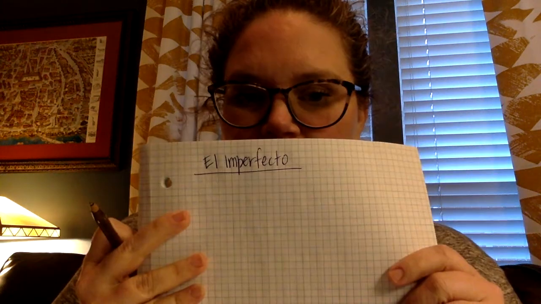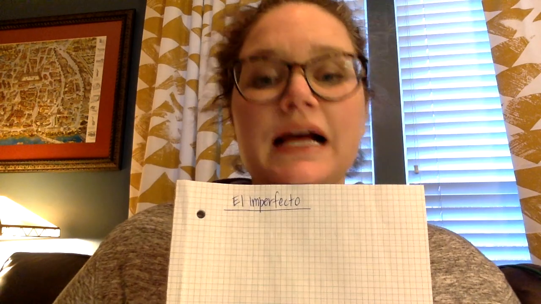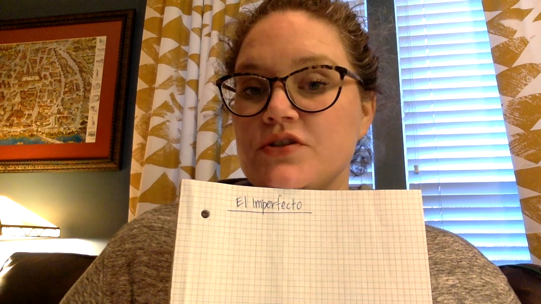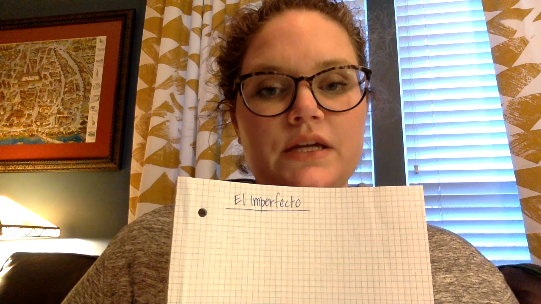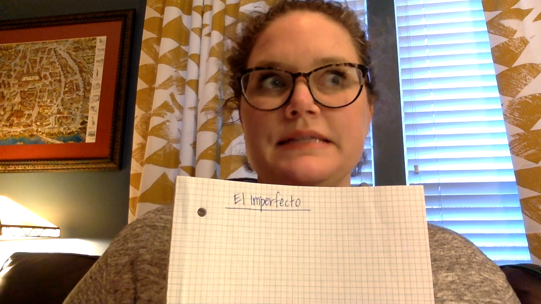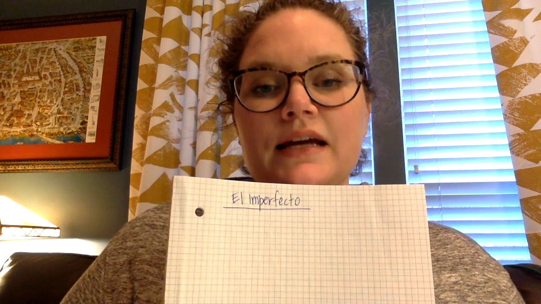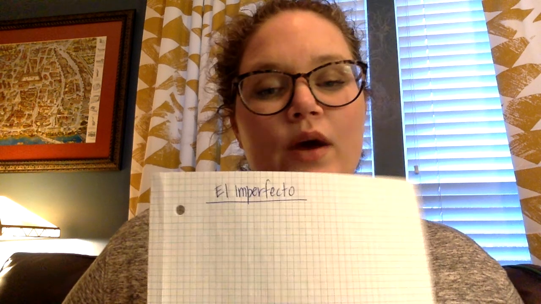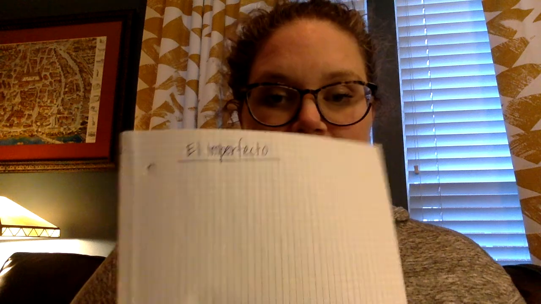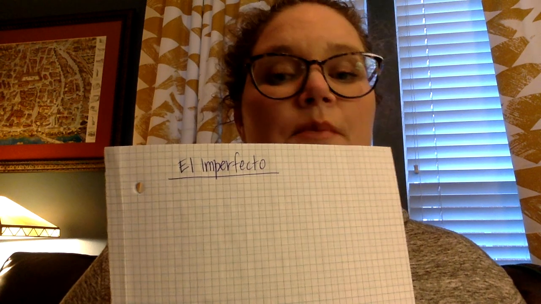Hola clase, hoy vamos a tomar apuntes sobre el imperfecto. El imperfecto. Ya hemos revisado la formación. So you guys just finished reviewing the formations. Aba, abas, aba, abamos, abais, aban, ia, ias, ia, iamos, iais, ian. Hoy vamos a hablar de los usos. Así que en tu papel, por favor, vamos a tomar apuntes.